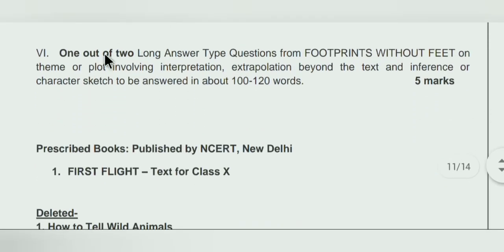Then question number 6 will again be 1 out of the 2. Again you have an option, but this time the question will be from Footprints Without Feet and you have to answer in 100 to 120 words. Again, your interpretation will be tested about the given plot or theme from the Footprints Without Feet book, and you have to answer it for 5 marks.